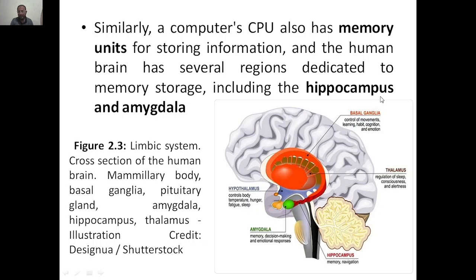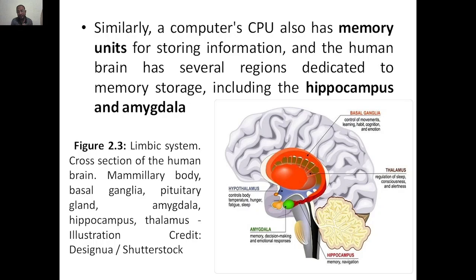Next we have the basal ganglia, which controls movement, learning, habit, cognition and emotions. That means it controls movements and learning aspects. If your basal ganglia is not functioning properly, you cannot learn as fast as a normal human being can learn. And habit: you will have a particular habit, and that is again controlled by the basal ganglia.